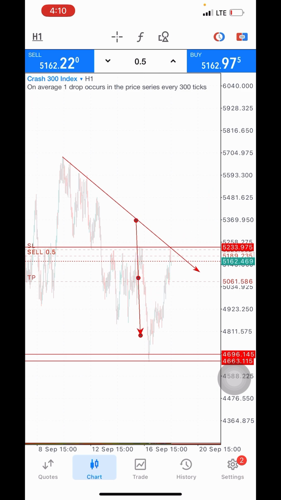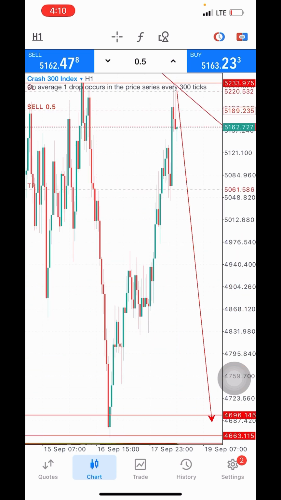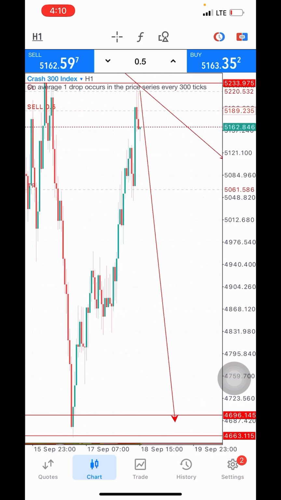So if we get to approach our TP, I'll tell my people to remove their take profits and move their SL below, so that we can catch all these moves all the way down to this point again. So this is a downtrend. It's very simple.